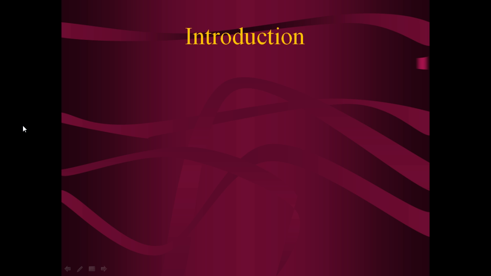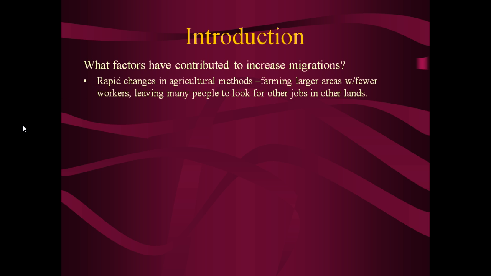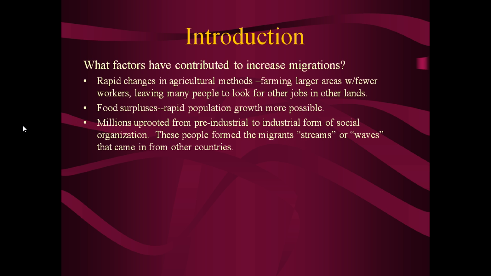Since 1815, many factors have contributed to the great movements of people. In the area of agriculture, machines are replacing workers. Consequently, people leave and look for places where there are available jobs, migrating to other lands. Waves of immigrants arrived in America when economic conditions in the United States were good. We see that same trend today.